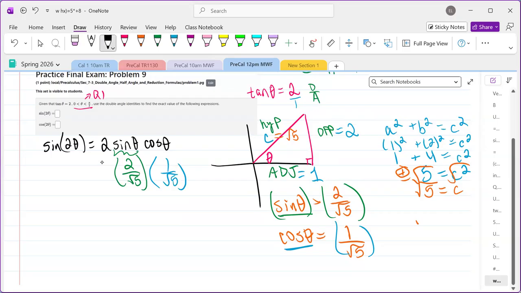And then my formula had that 2 in front. So now I'm just going to multiply. So that is 2 over 1. So 2 times 2 times 1 all on top is 4. 1 times square root of 5 times square root of 5 is just going to be 5. So my sine 2 theta is 4/5.